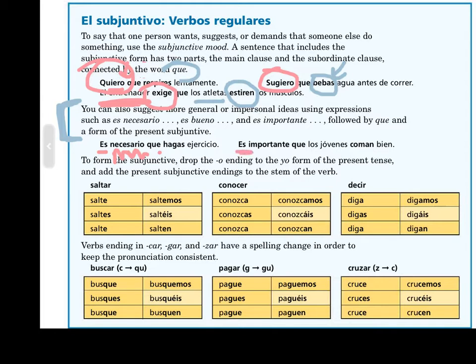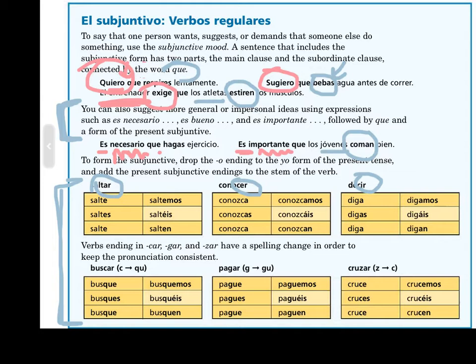Okay, es importante, squiggle, squiggle, that. So it's important that los jóvenes, subject 2, coman, verb 2, in subjunctive, bien. So it's important that the young people eat well. Okay, and this just reiterates the process. So our process is we go to the O form, we drop the O, and then we add our ending. E, emos, en for AR verbs, and a, amos, an for ER and IR verbs.